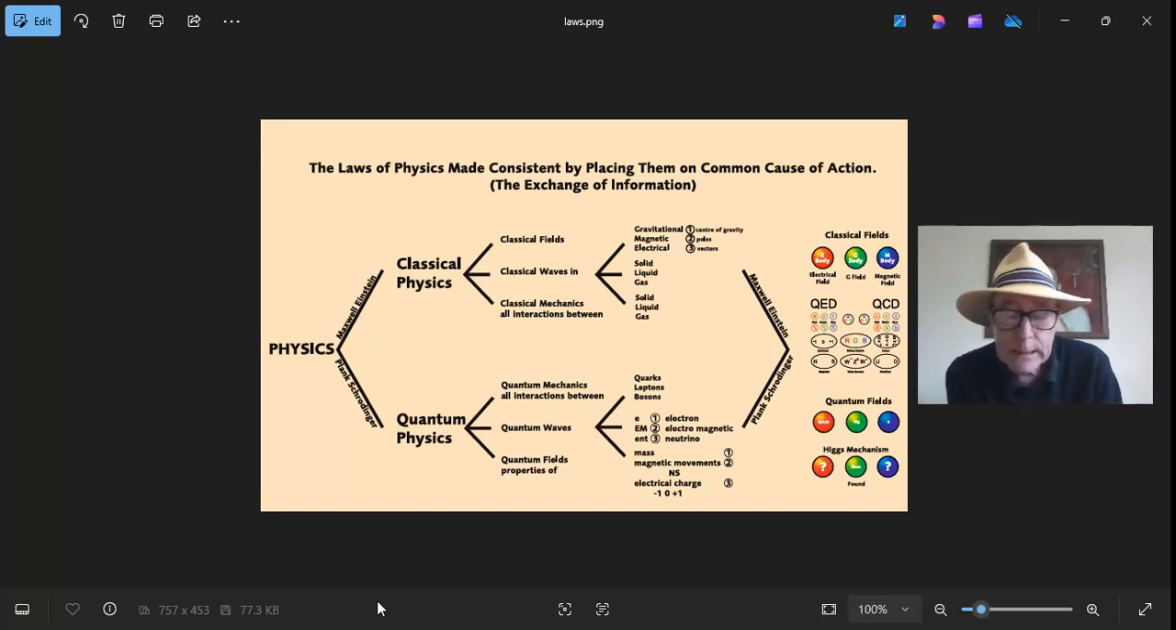Hi everybody. In the last video we unified classical physics with quantum physics by putting them both on a common cause of action, the exchange of information. Now this is just like comparing a bugle and a trombone. In a bugle we've got quantized energy levels. You can only play the notes the bugle will let you play. You play this note, then the dominant fifth, then the next one and the next one, and that's it. You can't play anything in between.